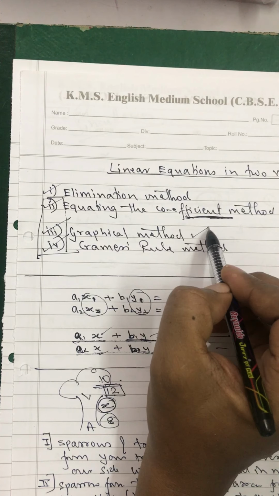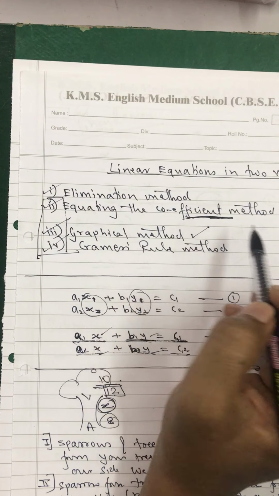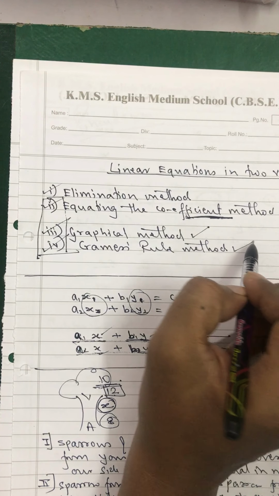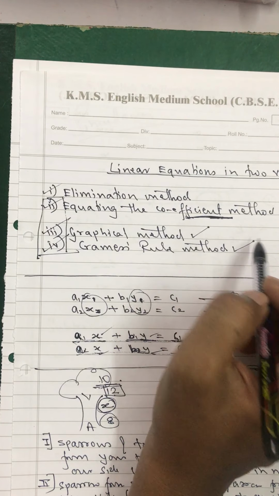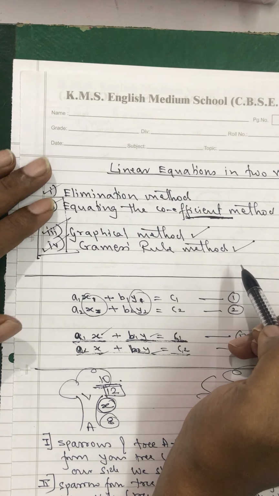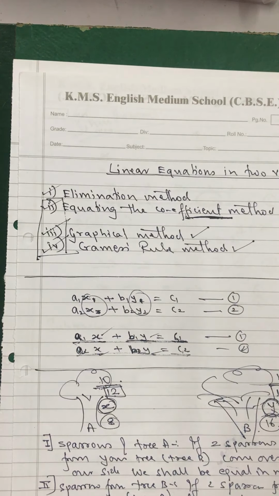But definitely a graphical method question can come, and it can come for 3 marks or more than that. Cramer's rule method also can come for 2 marks or 3 marks. So if you do these 4 methods, you are basically ready for the chapter linear equations in 2 variables. But remember, that is only one step that you will be climbing.